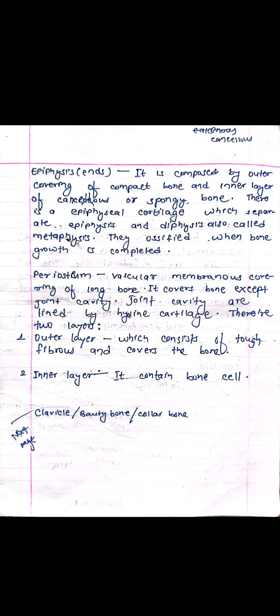Periosteum is the vascular membranous covering of long bone. It covers the bone except at the joint cavity. Joint cavities are lined by hyaline cartilage. There are two layers: the outer layer, which consists of tough fibrous tissue and covers the bone, and the inner layer, which contains bone cells.